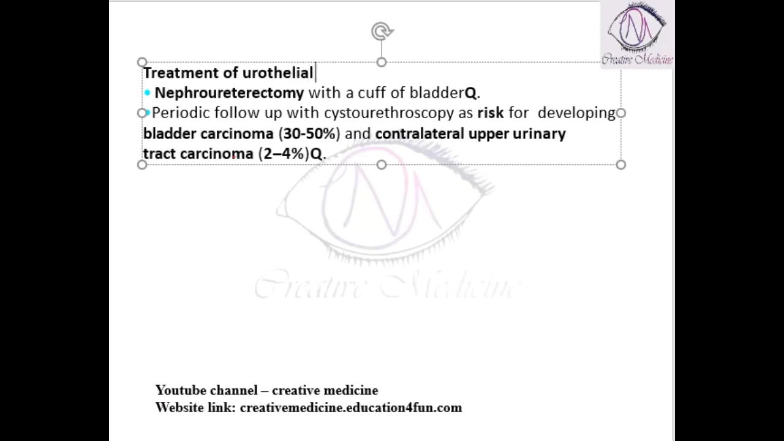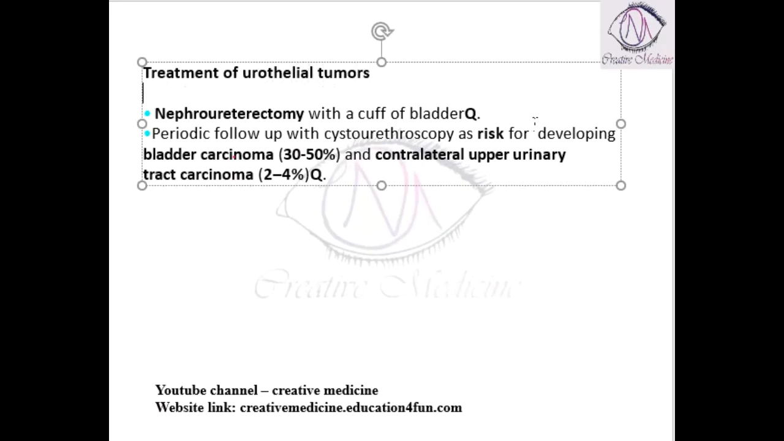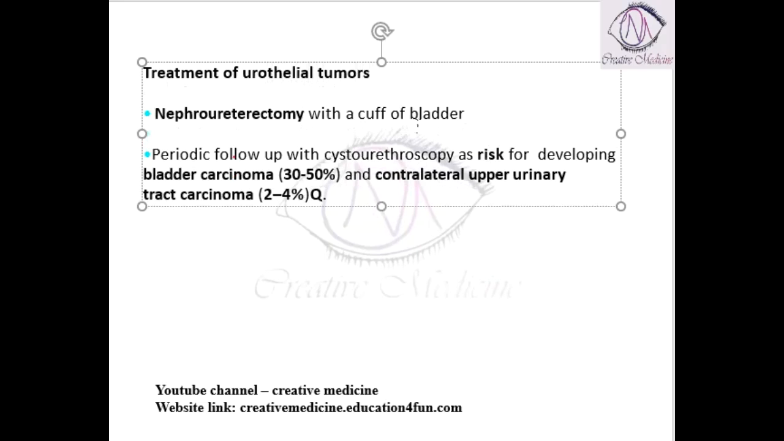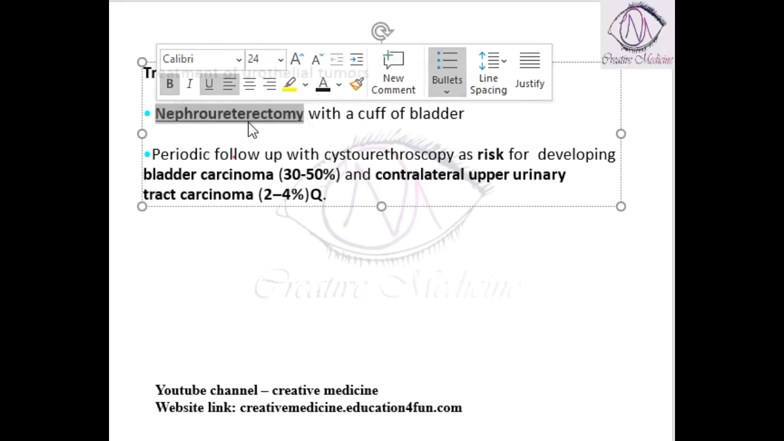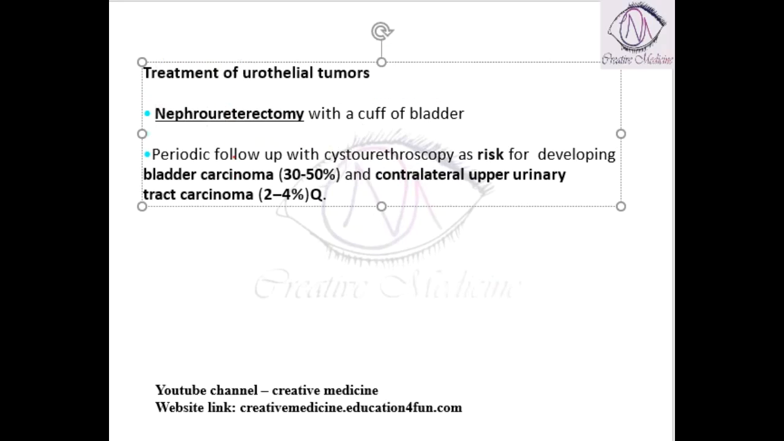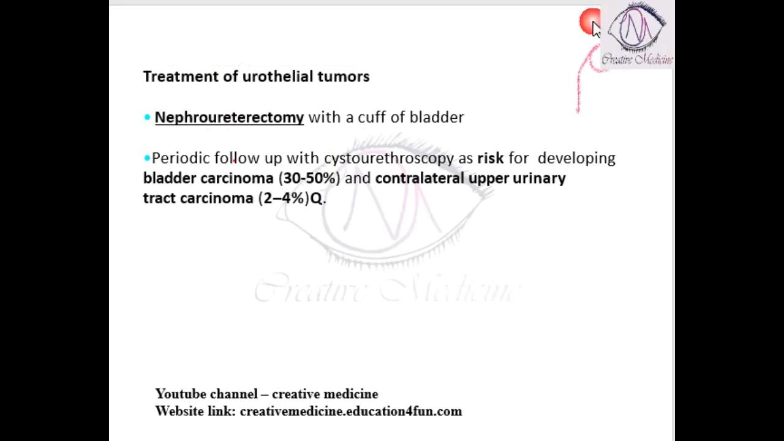So in urothelial tumors, first you should do a nephroureterectomy, which is done with a cuff of bladder. In the nephroureterectomy, you will remove the kidney and you will be removing the ureter also. It is done along with a cuff of the bladder, so a part of the bladder is also removed.